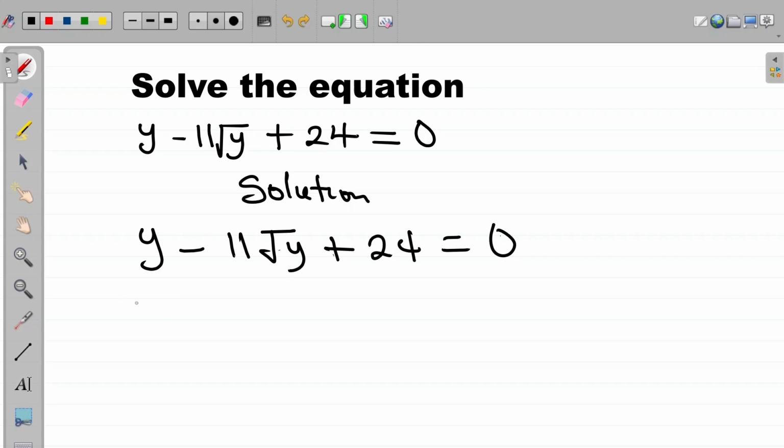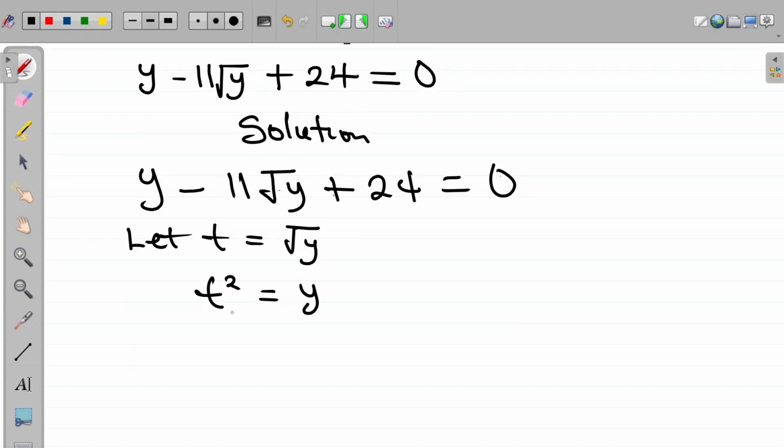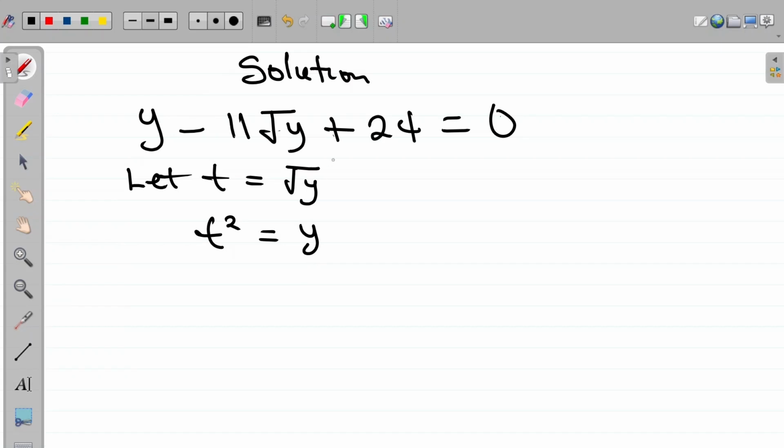Now, the first thing we do here is to substitute. We state that let t be equal to root of y. Therefore, t squared will be equal to y. So anywhere we see root of y, we substitute with t, and anywhere we see y, we substitute with t squared. So our equation becomes t squared minus 11t plus 24 equal to 0.